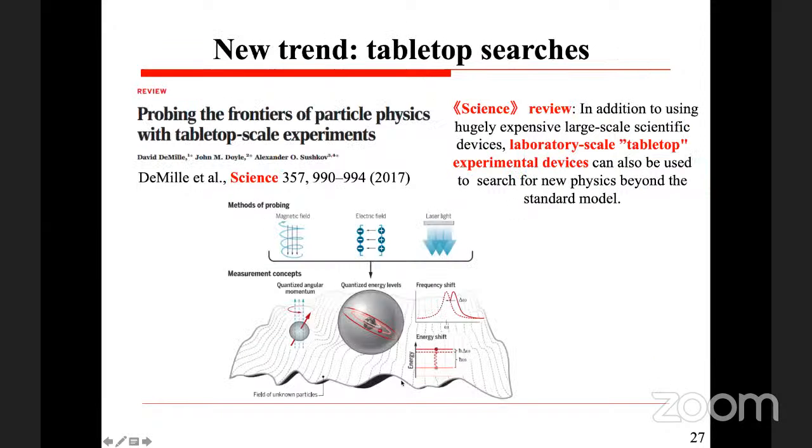Recently, a Science review paper pointed out that laboratory-scale experimental devices can also be used to search for new physics beyond the standard model. In particular, many precision techniques based on atomic and molecular physics are very sensitive to magnetic and electric fields. I will show later. Dark matter can generate an effect like a magnetic field on nuclear spins and shift the energy levels of the spins. Then we can use a spin sensor to hunt for axion-like dark matter.